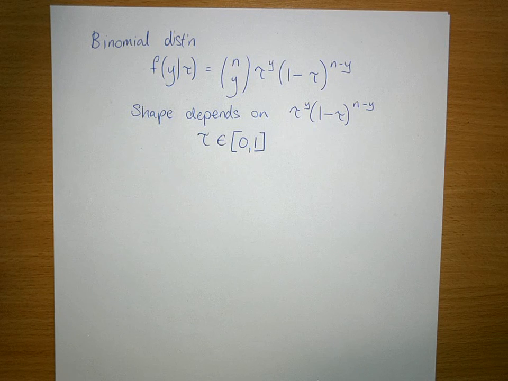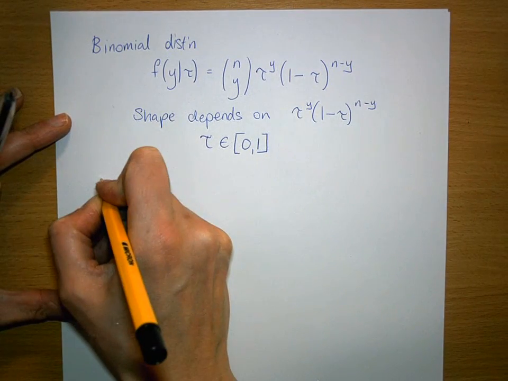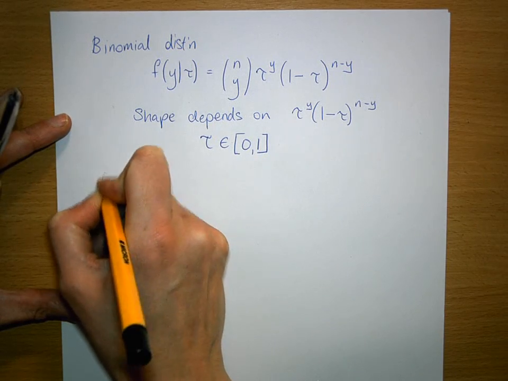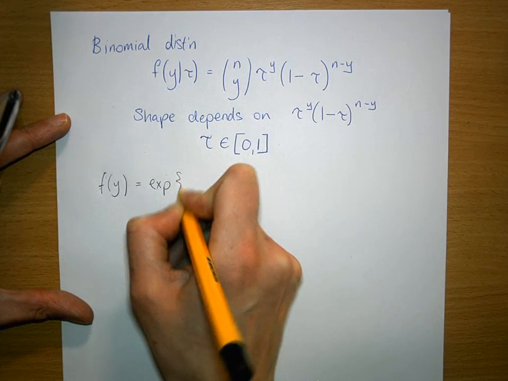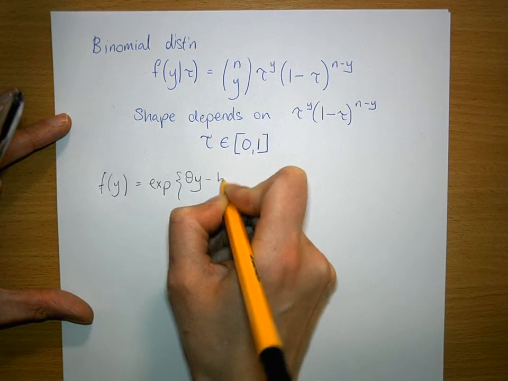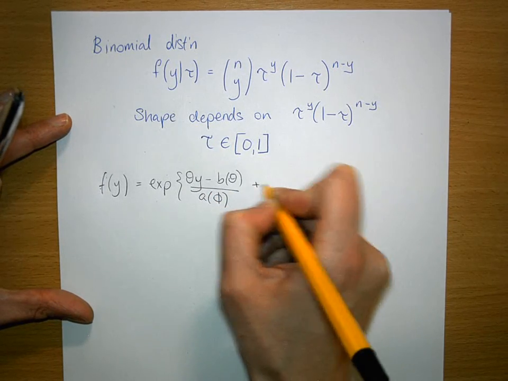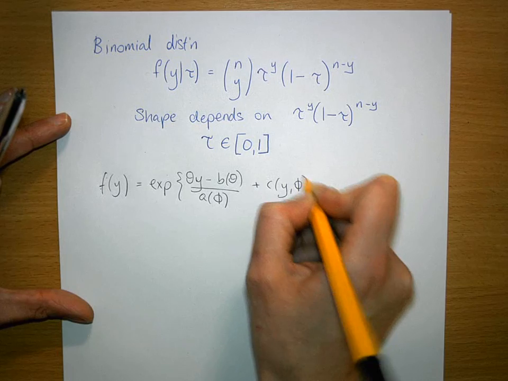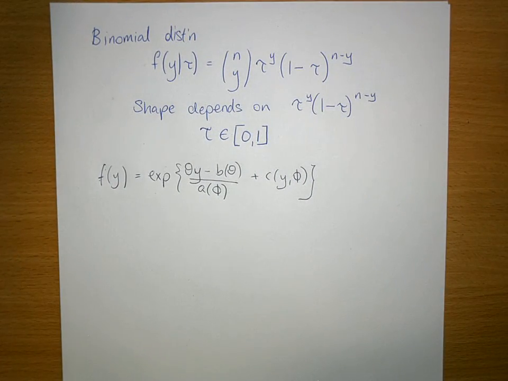So, the binomial distribution is a member of the natural exponential family of distributions. That's quite a fancy way of saying it can be put into the form f of y is equal to the exponential of (theta y minus b of theta) over a of phi, plus c of y given phi. However, that's for another course.